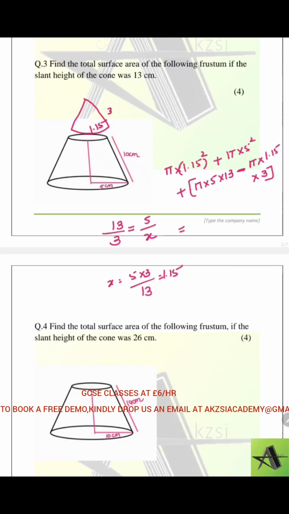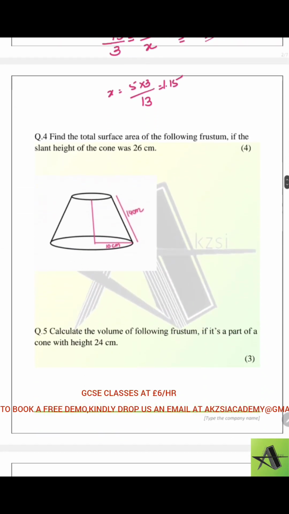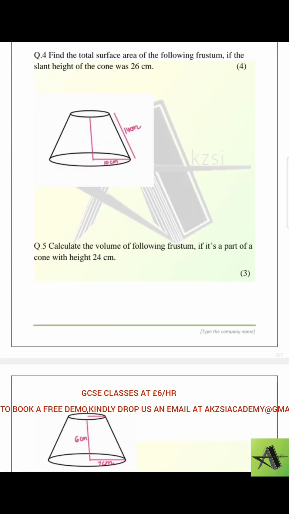On solving this, we'll get, so final answer is 275.9118. So 275.91 centimeters squared is the final answer. Now let me move on to the next question. Now see this question number 4. Find the total surface area of the following frustum if the slant height of the cone was 26 centimeters.